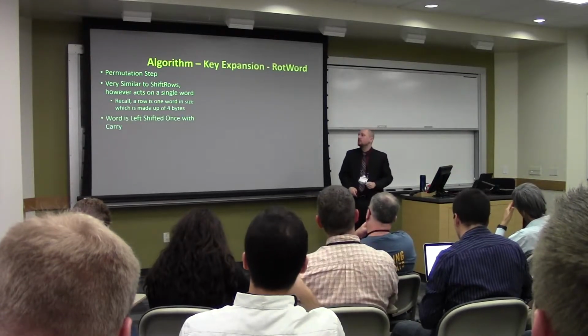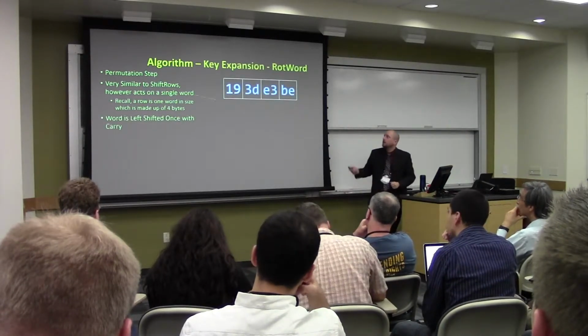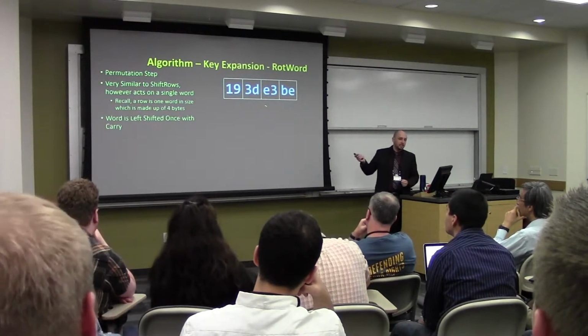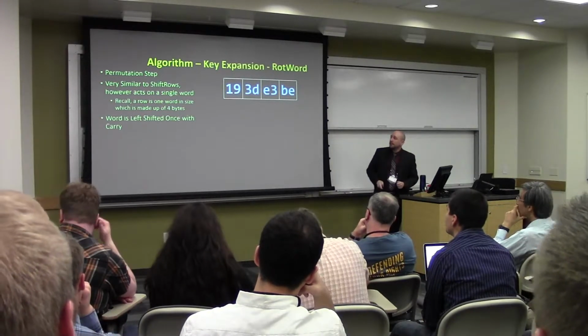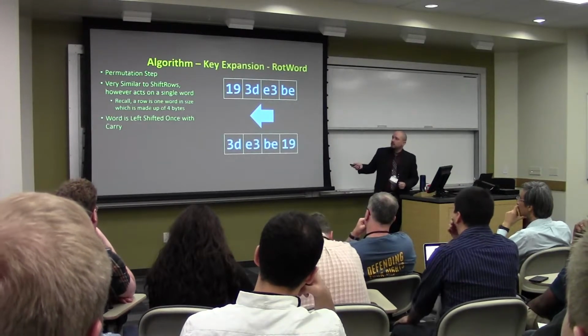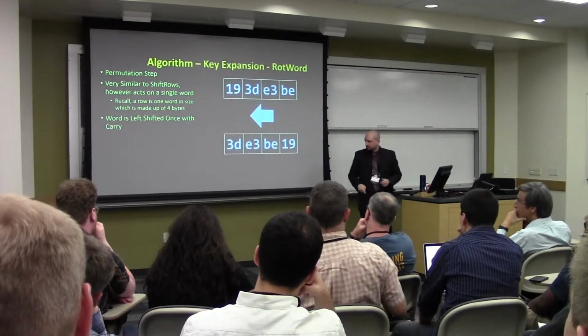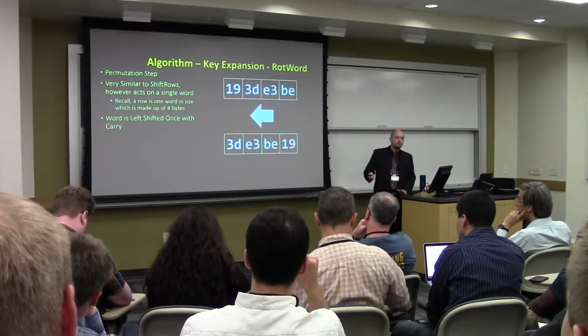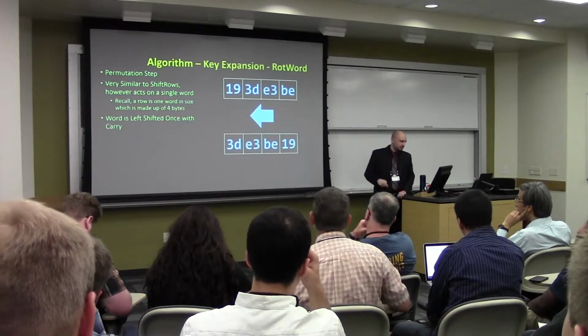In this case, the word is left shifted once with carry. So this is the last word at this point, and we're going to left shift it once with carry. Simple enough. 19 comes to the end. Shift everything over. That's the rot word step. Just permutation. We're just rotating.